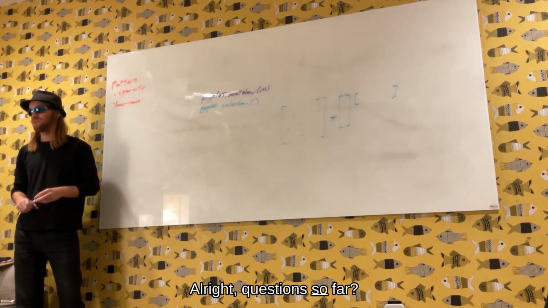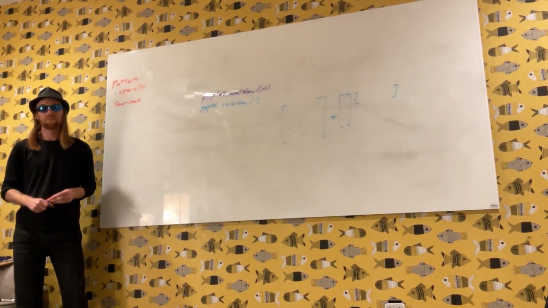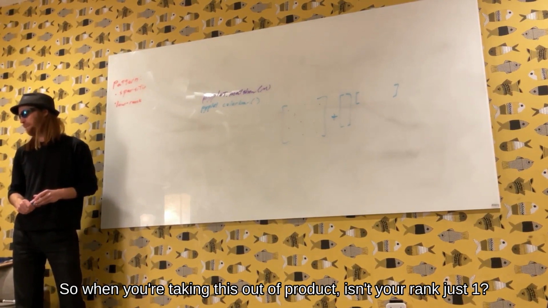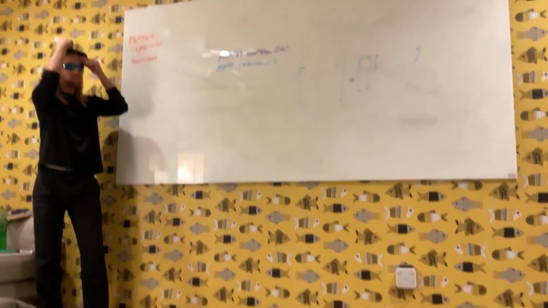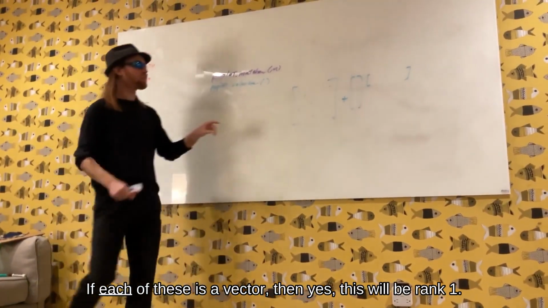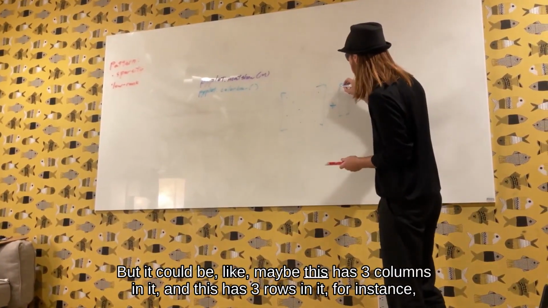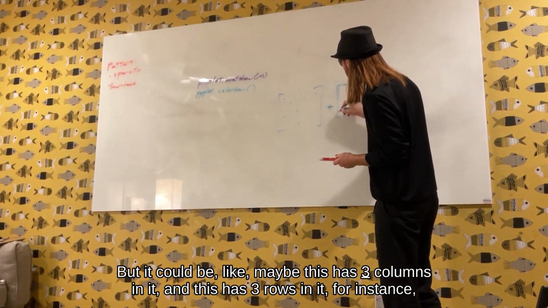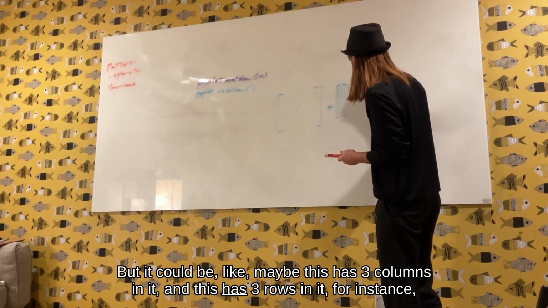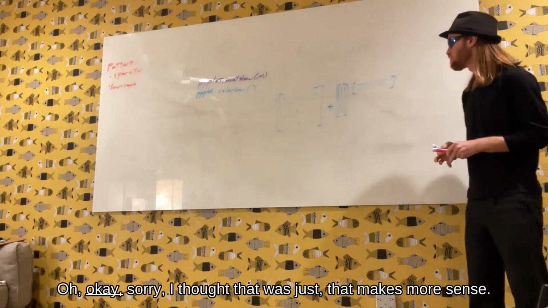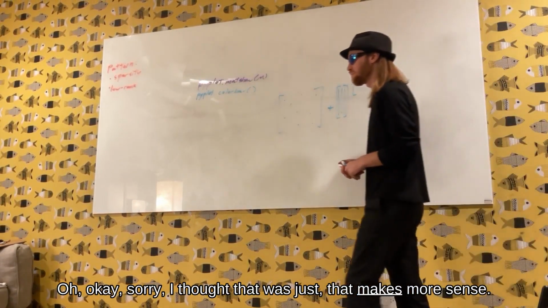All right, questions so far? So when you're taking this outer product, isn't your rank just 1? If each of these is a vector, then yes, this will be rank 1. But maybe this has 3 columns in it, and this has 3 rows in it, for instance, and then we'll have rank 3. Oh, okay. Sorry, that makes more sense. Yeah.